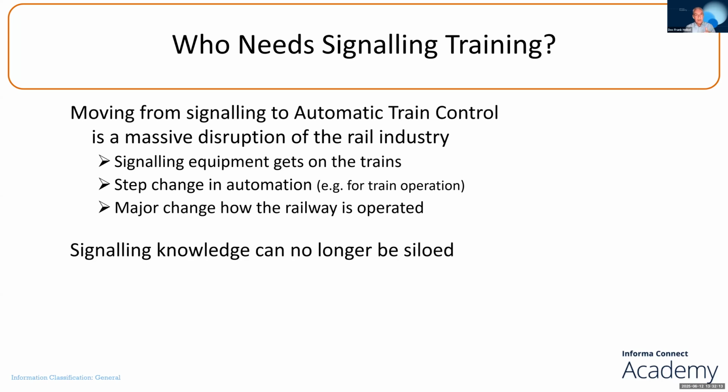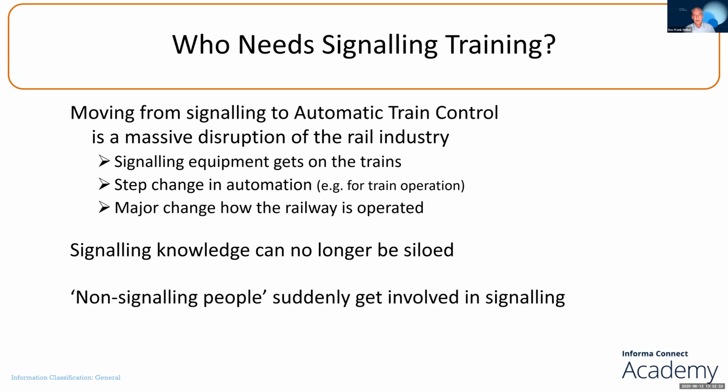So I believe, and that's a strong premise of my entire presentation here, that signaling knowledge can no longer be held in a silo, in the silo of the signaling department, in the silo of the signaling people. It needs to be spread out in a wider fashion. So non-signaling people, for example, the service people on station platforms, suddenly need to know and understand at least a little foundation of this modern signaling, of this modern train control.